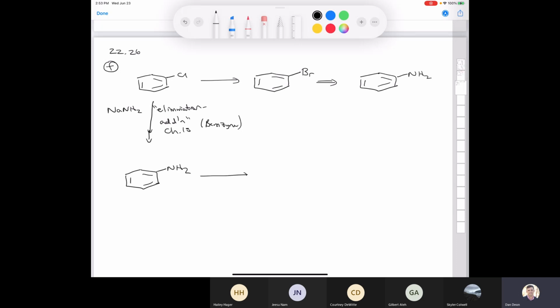Then you diazotize, so you would treat it with sodium nitrite and HCl. You make the diazonium ion. I'm going to draw it out as the salt this time. I'll draw the whole thing just to practice. So there's my diazonium salt. And then you would simply treat that with copper 1 bromide. And of course, this is one of the Sandmeyer reactions.